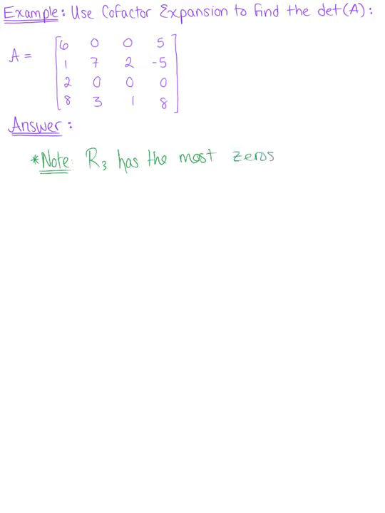Again, other rows and other columns, all of them will work in fact, but we don't want to be here all night, right? We want to be easy on ourselves. So look for the most zeros. What's going to simplify your calculations? So what I'm going to do here to find the determinant of A is apply cofactor expansion across row 3.